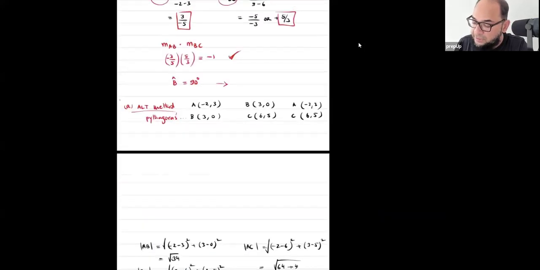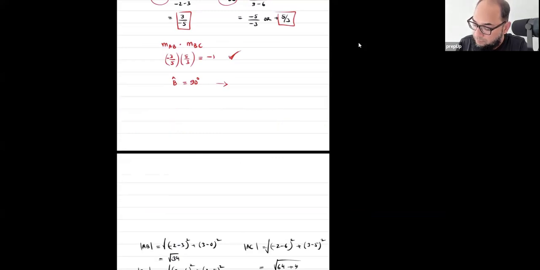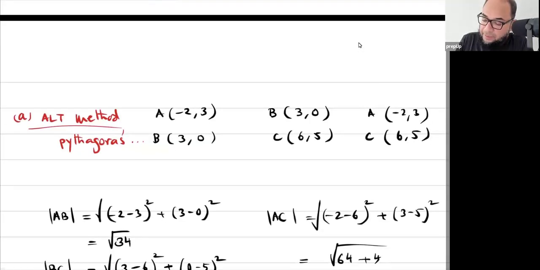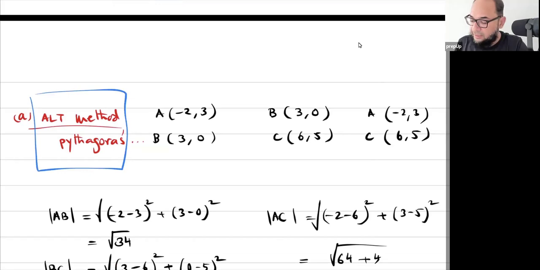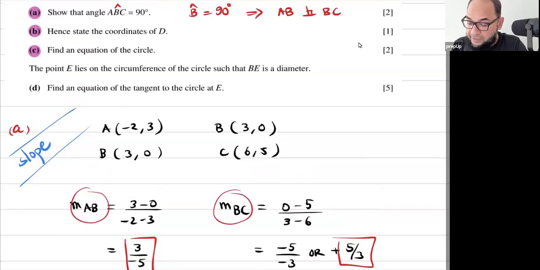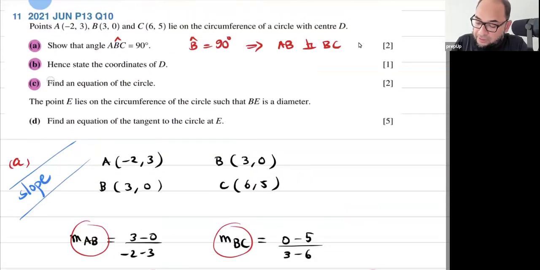And let me just copy this. So now the second way is based upon the concept of Pythagoras theorem. So the first part is done, and now I'm moving to the next part, that is, hence state the coordinates of D, which is the center of the circle.